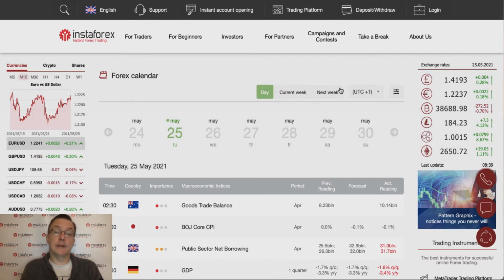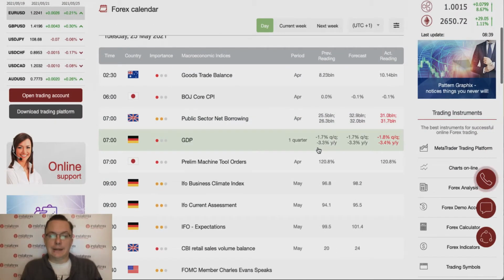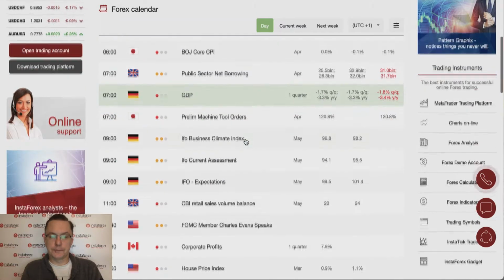Today is Tuesday, 25th of May 2021. Let's take a look at the Forex calendar. The key data for today are coming from the European Union in form of the GDP. The GDP is from Germany. As you can see, it's worse than expected, minus 1.8% quarter to quarter.